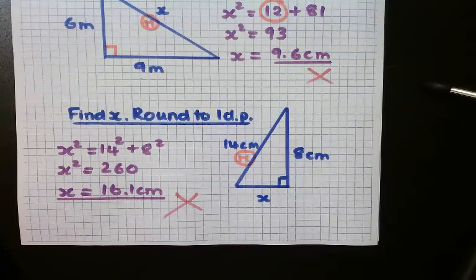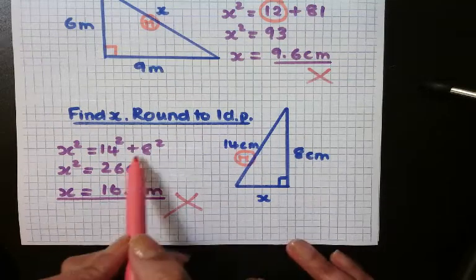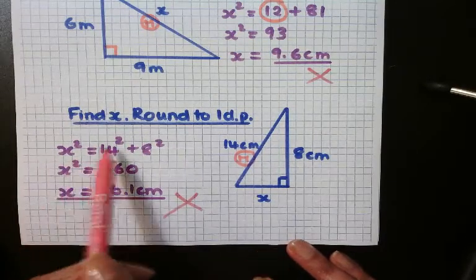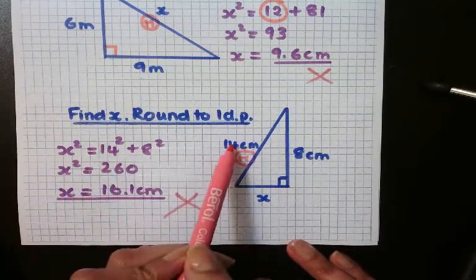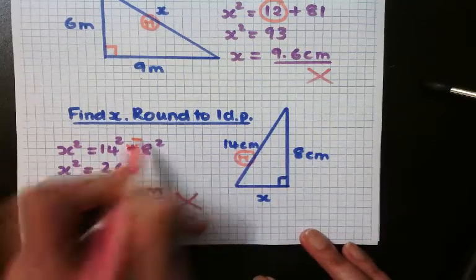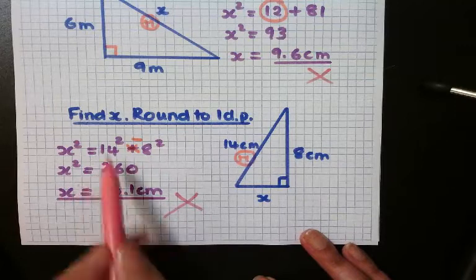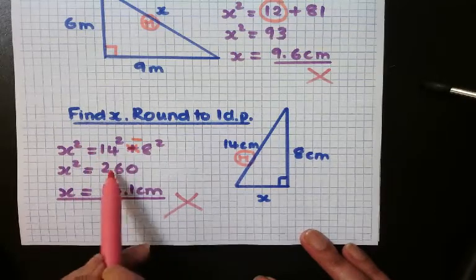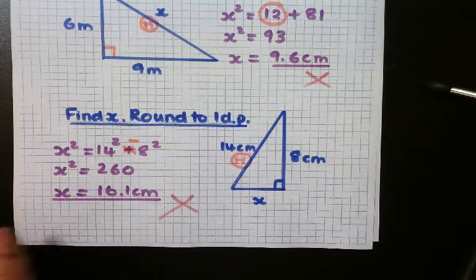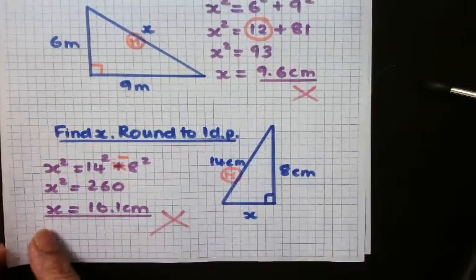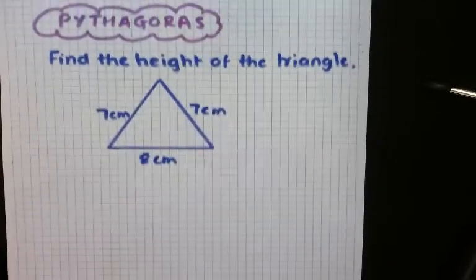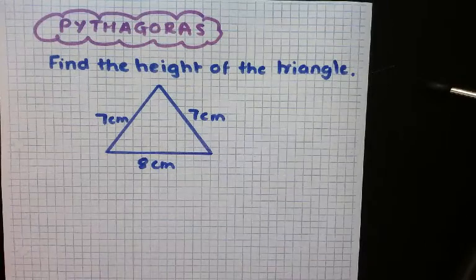So what's happened here is that the person's done an addition instead of a subtraction, so it should be the longer side, 14 squared minus 8 squared. So that should be a minus, and then once you've done your subtraction you can square root. Now Pythagoras can only be used on right angle triangles, but you might need to extract right angle triangles from other types of shapes and triangles.